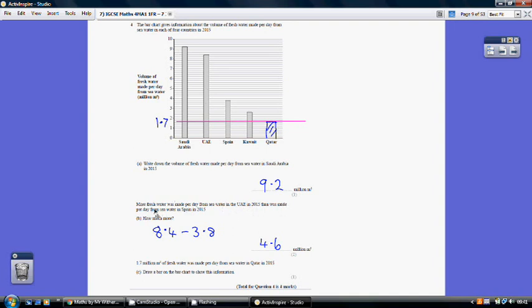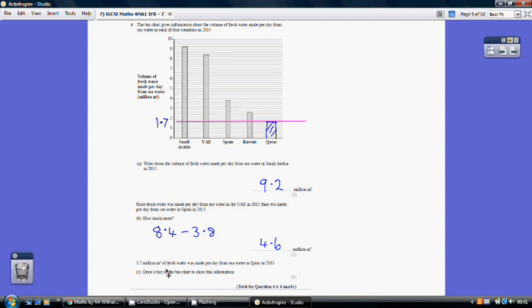And part B, more fresh water was made per day from sea water in the UAE in 2015 than was made per day from seawater in Spain. So we need to compare the UAE total with the Spanish total and see what the difference is. Now the UAE total, with 2 lines above the 8, is 8.4, and the Spanish total is 1 line before the 4, so that's 3.8. 8.4 take away 3.8 is 4.6.